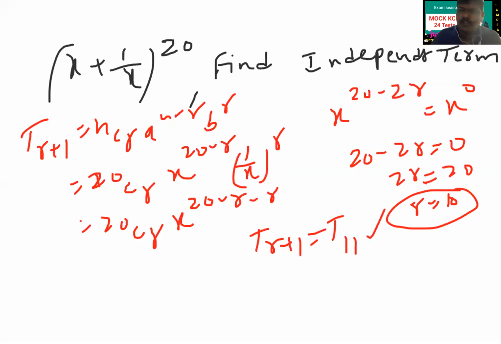The 11th term. Very good, Rakesh, you said the correct answer. You cannot say T10. R is 10, but the 10th term is not the independent term. It is the 11th term; R plus 1 we need to say. Understand?